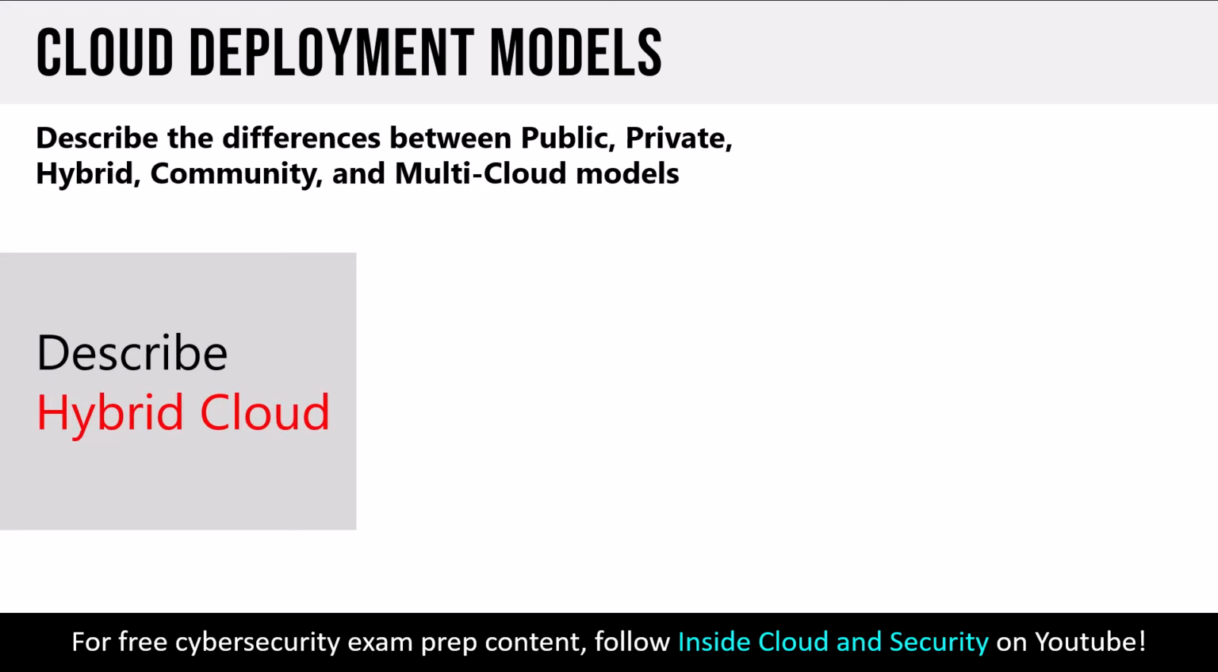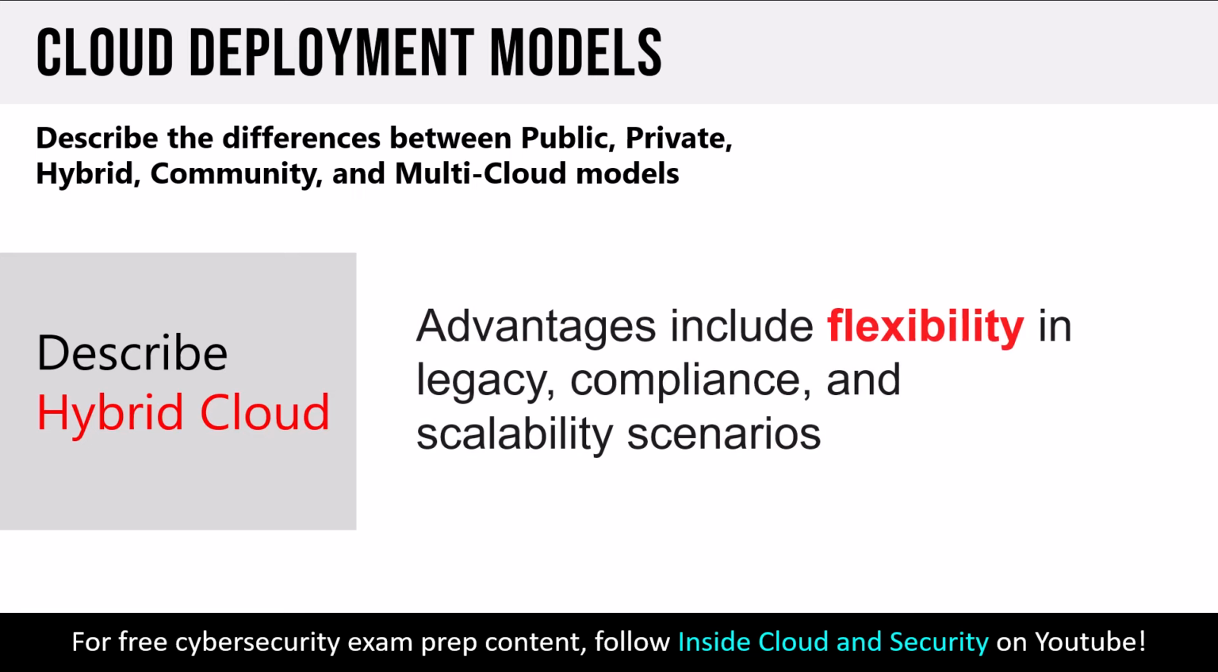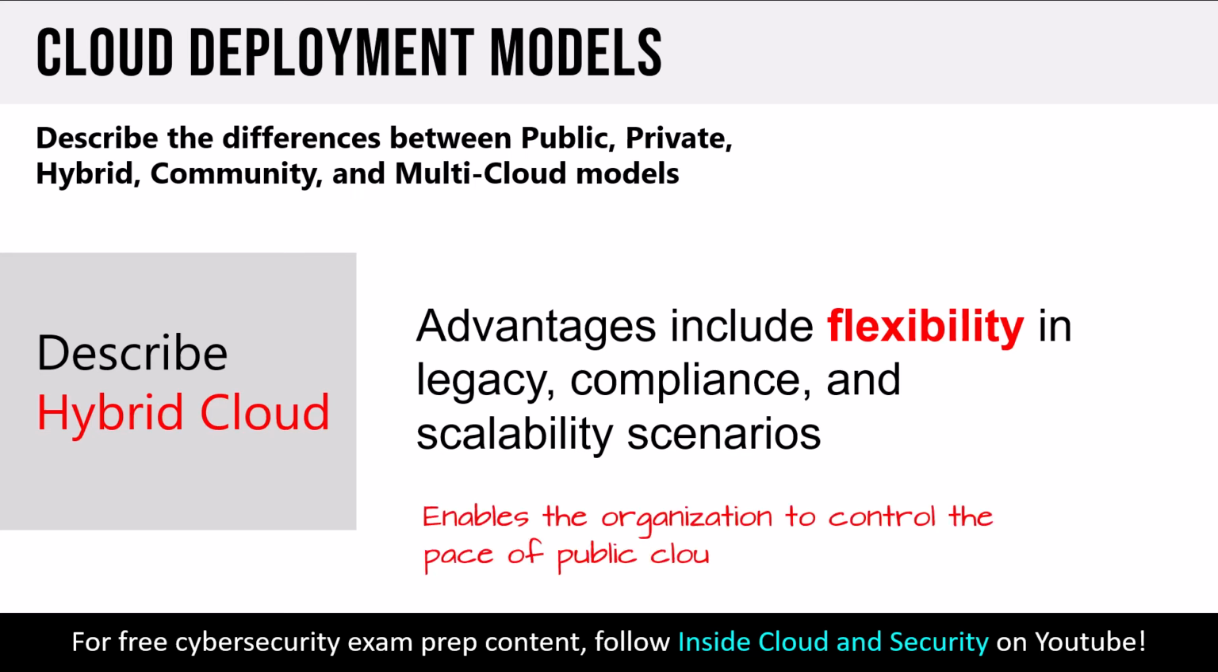Next we have the hybrid cloud, which combines public and private clouds, allowing you to run your apps in the right locations. The advantages here, first and foremost, are flexibility in legacy, compliance, and scalability scenarios. It enables the organization to control the pace of public cloud adoption. Every time they deploy a new app, they can choose whether that app lives in the on-premises data centers or in the cloud.